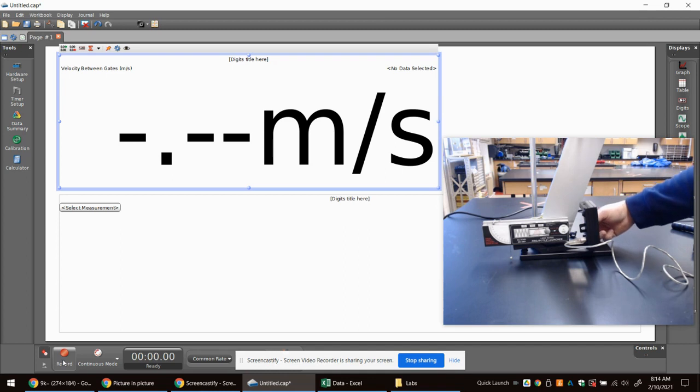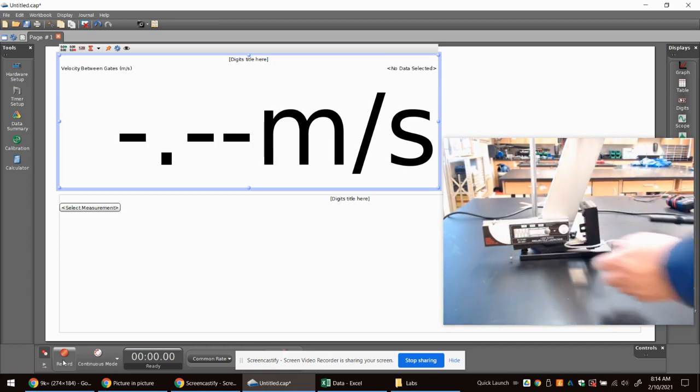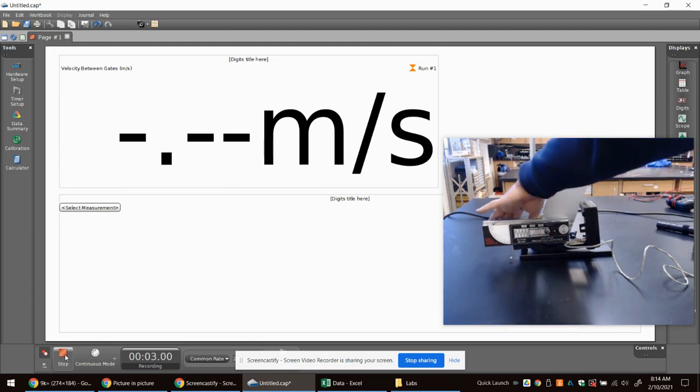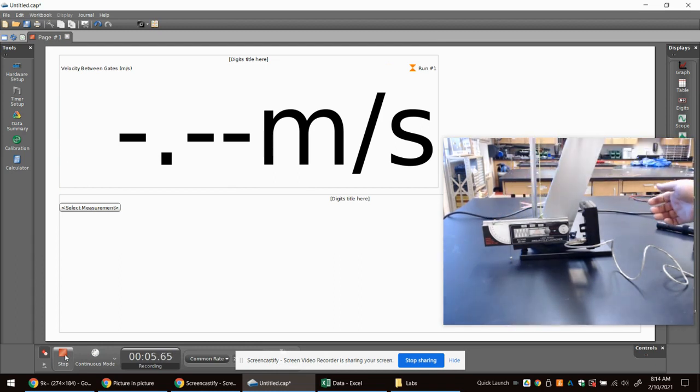It knows the distance between those two lasers, and then it calculates velocity using the displacement divided by the time. Since the lasers are interrupted, that starts and stops the clock, and we will then be able to calculate the velocity of the projectile as it leaves the launcher. I have it set up. I am going to hit record. I'm going to reach over and grab the string. We'll pull the string, releasing the ball.